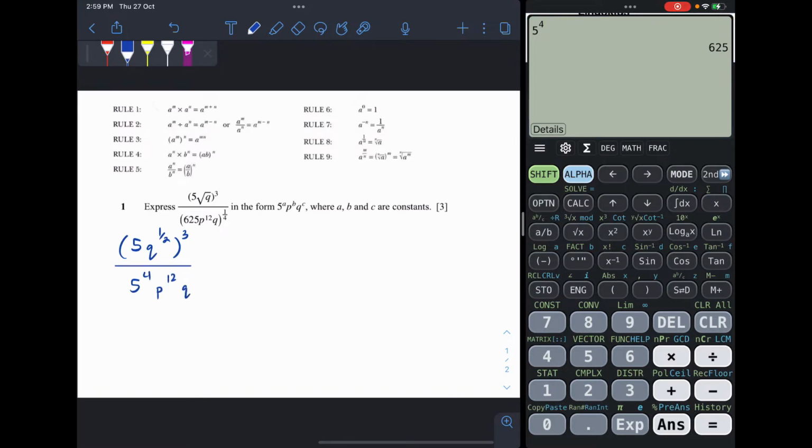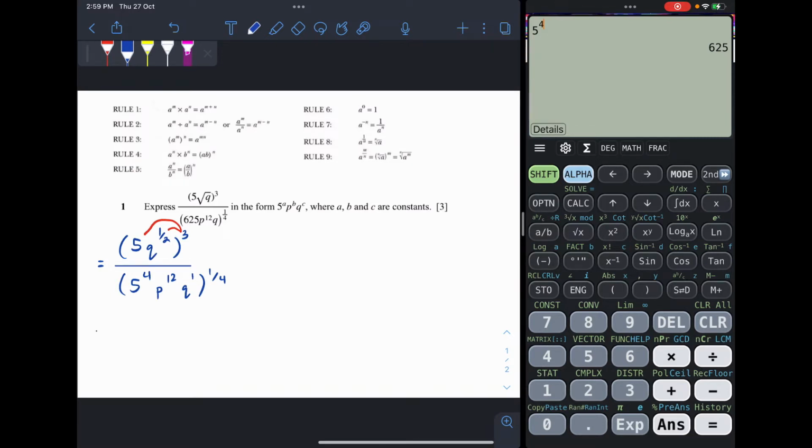p^12, q. Now I'm just going to put the 1 on the top of the q. It's invisible, but it's there. So 1 over 4. Okay, so if we have a bracket and there are powers outside and inside the bracket, we need to multiply them. The power of 3 must multiply the 1/2, but it must also multiply the power next to the 5, which is invisible. It's actually the power of 1. So we must make sure to multiply those as well.